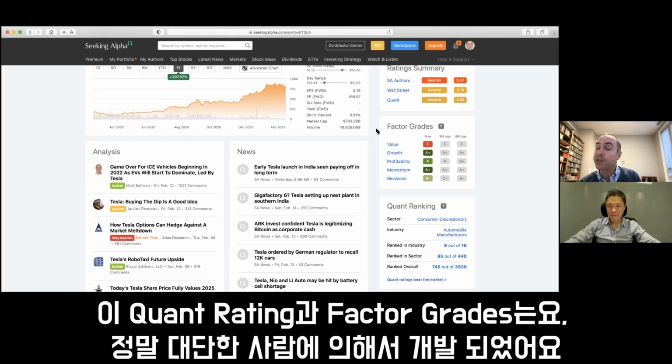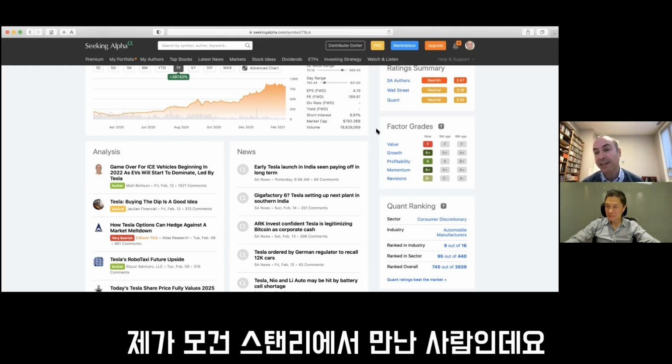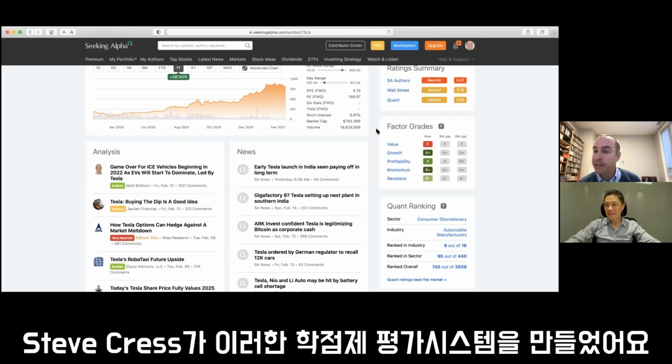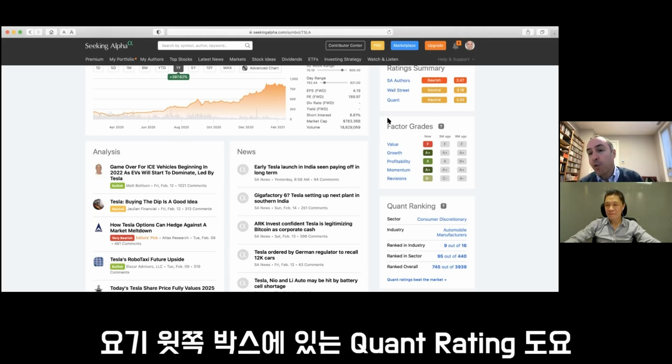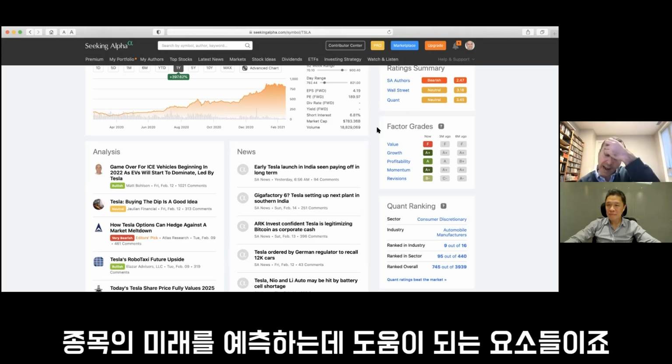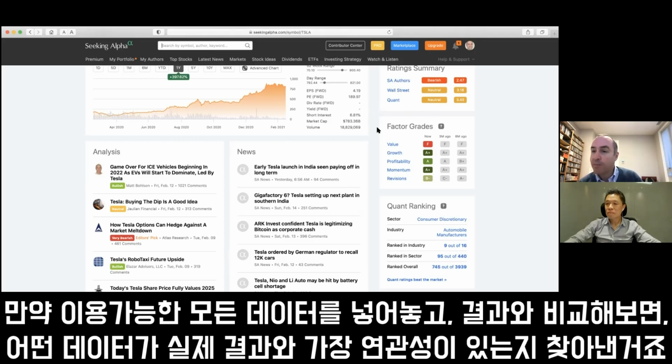The quant system and these grades were developed by an amazing person who I actually met at Morgan Stanley, called Steve Kress. And he's a quant genius. He built this grading system and the quant system and the quant rating at the top. What goes into the quant rating is not only the data about value and growth and profitability and momentum and earnings revisions, but other factors that actually predict the performance of a stock. If you run models and crunch all the data, which factors have the best predictive value of how a stock will do.